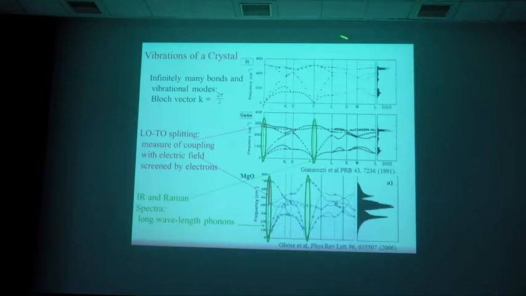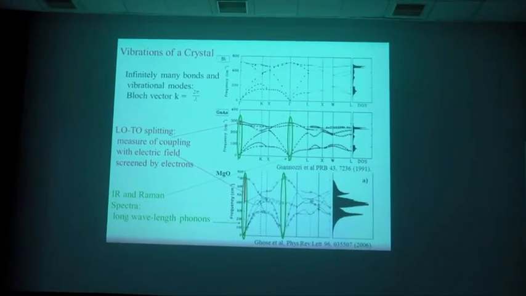So first is an example of silicon. You will see silicon has two atoms per primitive unit cell, and as a result, it has six vibrational modes per unit cell, or at any wavelength, it will have six ways of vibrating, and that's why you have six branches. You see, 1, 2, 3, 4, 5, 6. The lower frequency branches are called acoustic phonons, and the higher frequency ones are called optical phonons. Right? Acoustic phonons go linearly to zero in their frequency as you approach the gamma point.